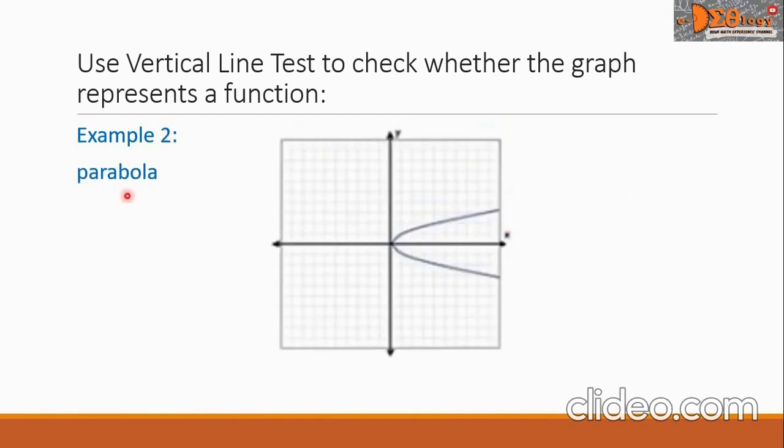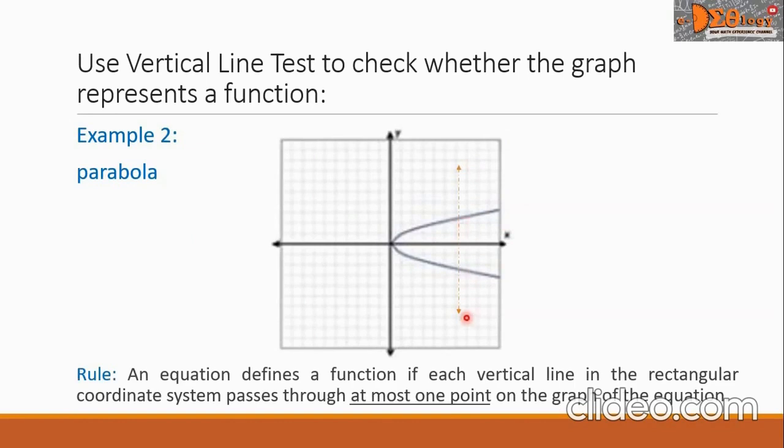Example 2, we have a parabola that opens to the right. Then let us draw a vertical line anywhere on the graph. So we have one vertical line here, and we can see that the line touches the graph in 2 points. And the vertical line test says the vertical line must touch the graph in at most 1 point. So we say that this graph does not define a function. This is our final answer.